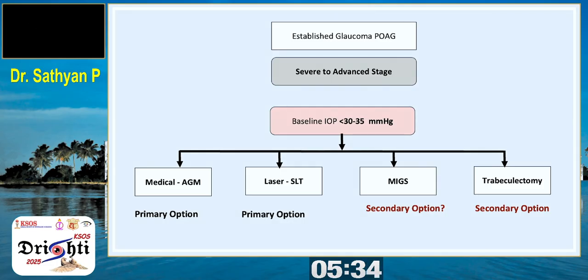then comes your MIGS or the trabeculectomy option only as the secondary options. It is not going to be your primary choice ever.